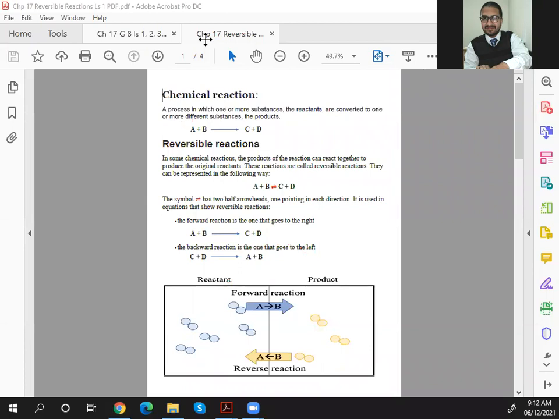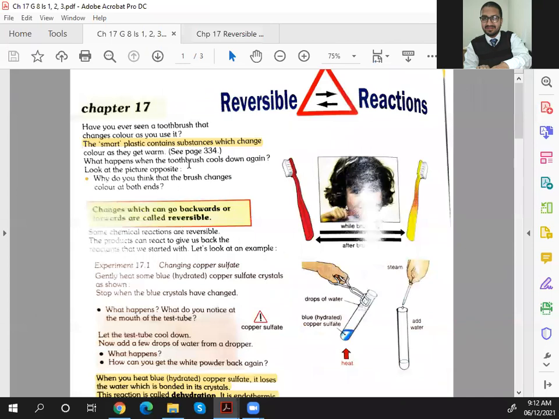Now I'm going to take you back to your textbook, page number 220. I would like to give a chance for reading. Yes, please. Have you ever seen a toothbrush that changes color as you use it? The smart plastic contains substances which change color as they get warm. What happens when the toothbrush cools down again? Look at the picture opposite. Why do you think the brush changes color at both ends? Okay, thank you very much.